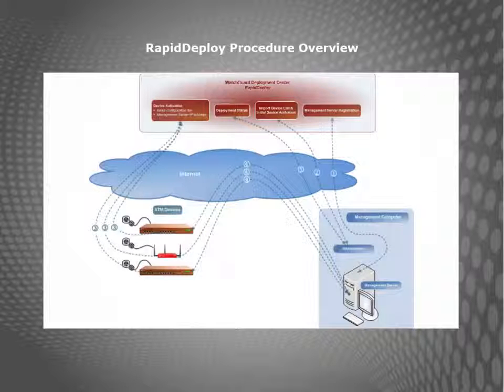After the Rapid Deploy procedure is complete and your devices have contacted the management server, you can follow the usual network configuration and centralized management processes to configure the network settings, change to fully managed mode, and apply a device configuration template.